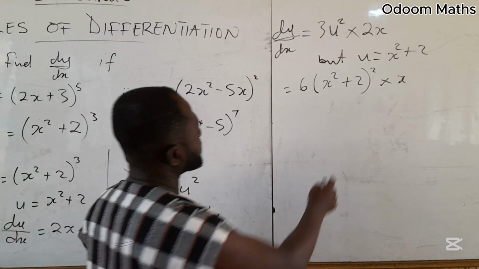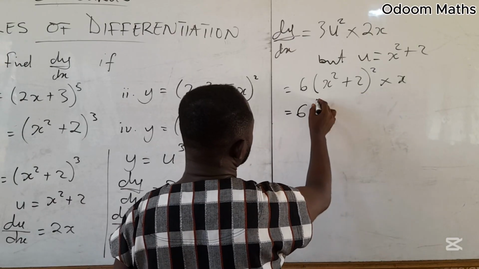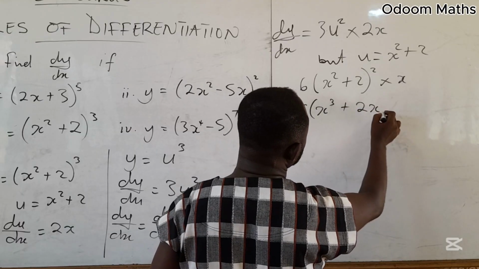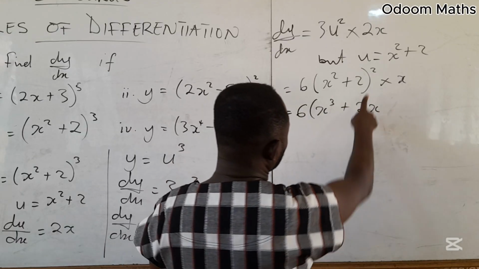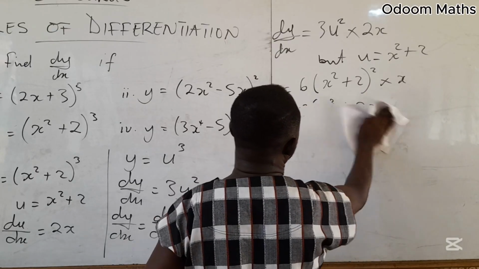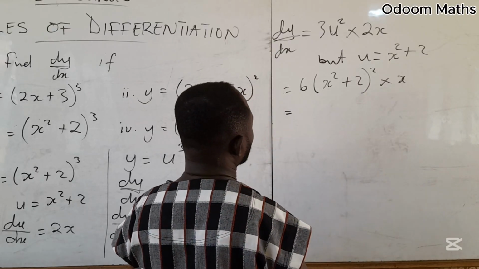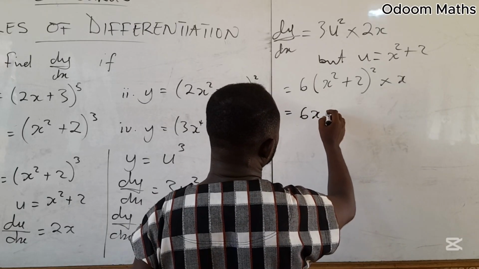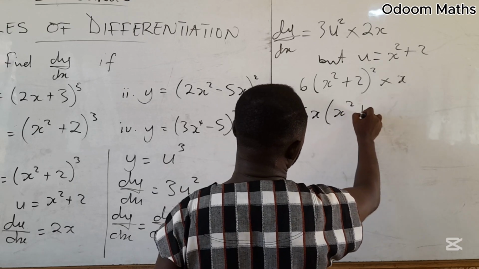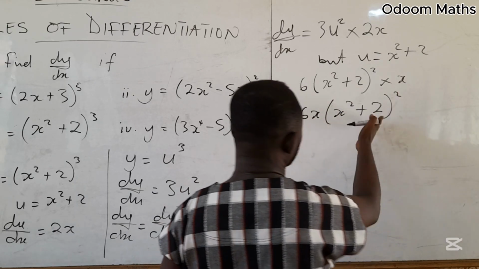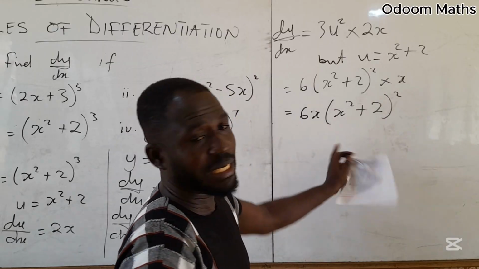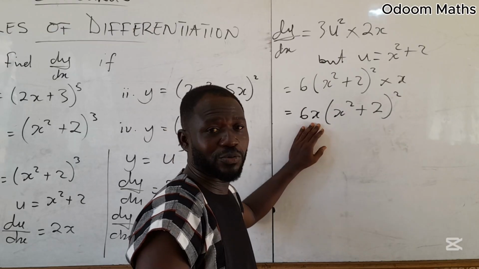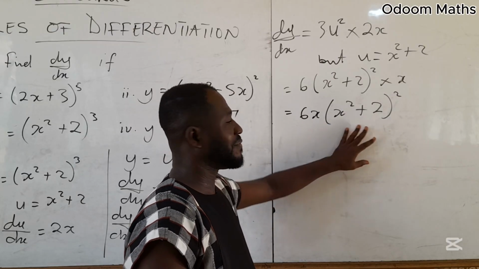And we can still expand this. So this is 6 into bracket, this is going to be x cubed plus 2x. No, we cannot do that because of this. So let me only multiply this and this. So 6x into brackets x squared plus 2, all to the power 2. Though we can expand it, when you end here, there wouldn't be any problem. We can expand this and then multiply it with this one, or we just leave it as this.